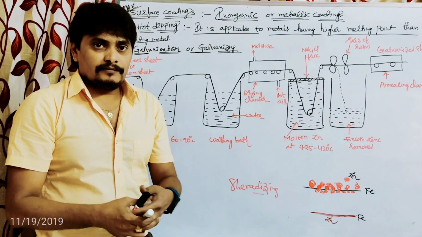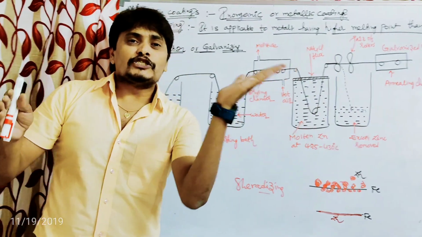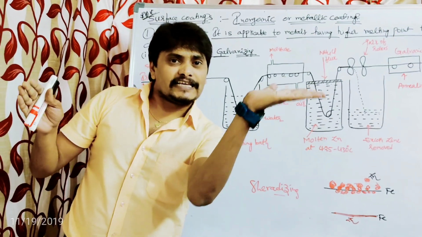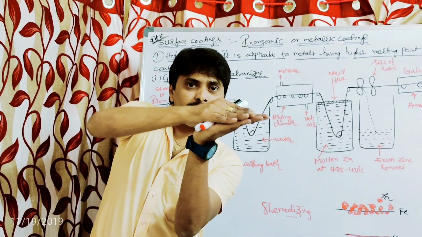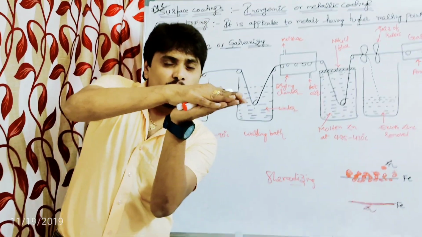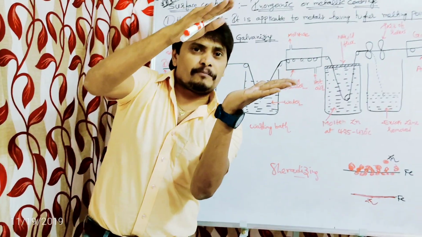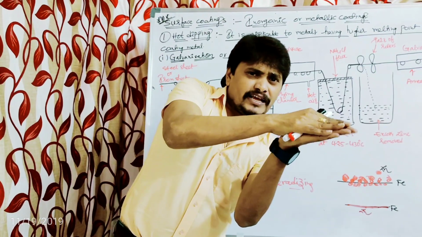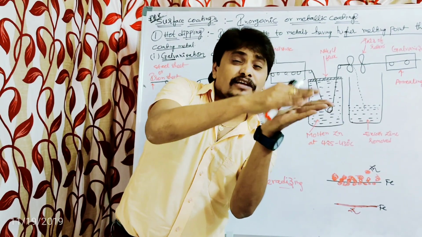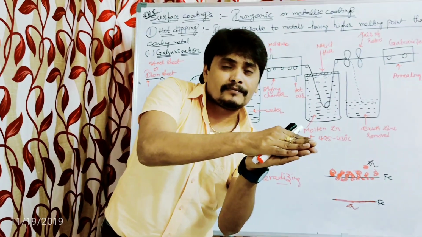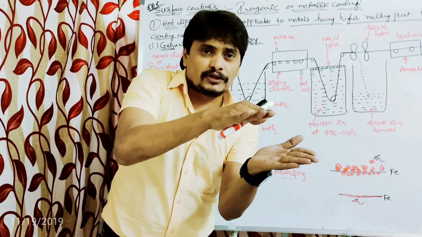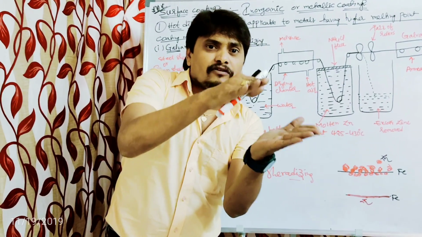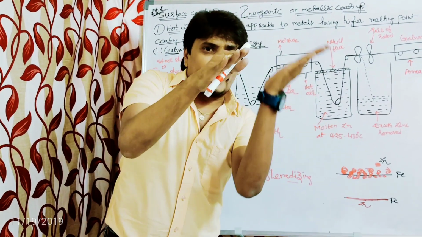But there is no guarantee that, let us say that this is the base metal. Now this is the coating metal. Now there is no guarantee that this coating metal is binding firmly with the base metal. There is no guarantee. So there is a need to ensure the strong bond between the coating metal and the base metal.